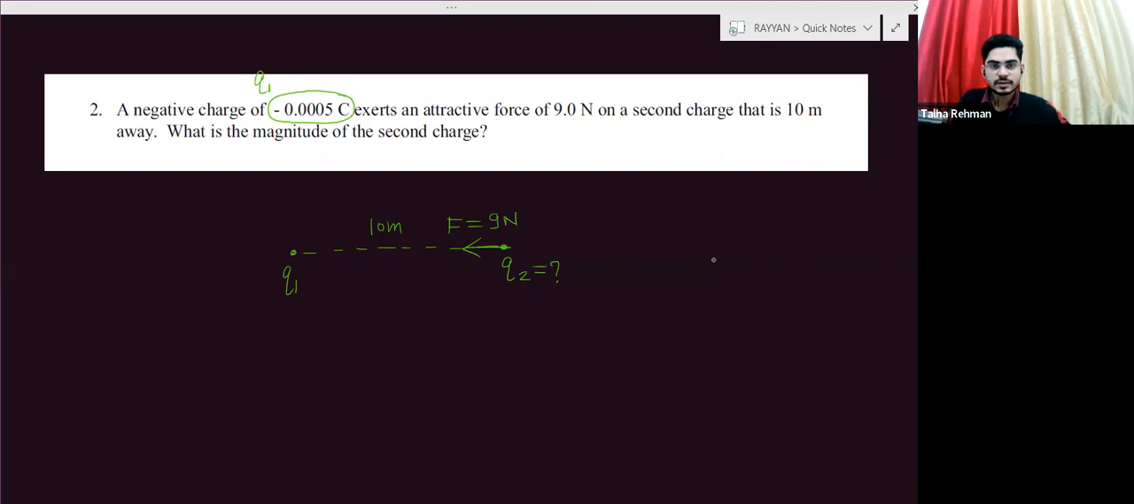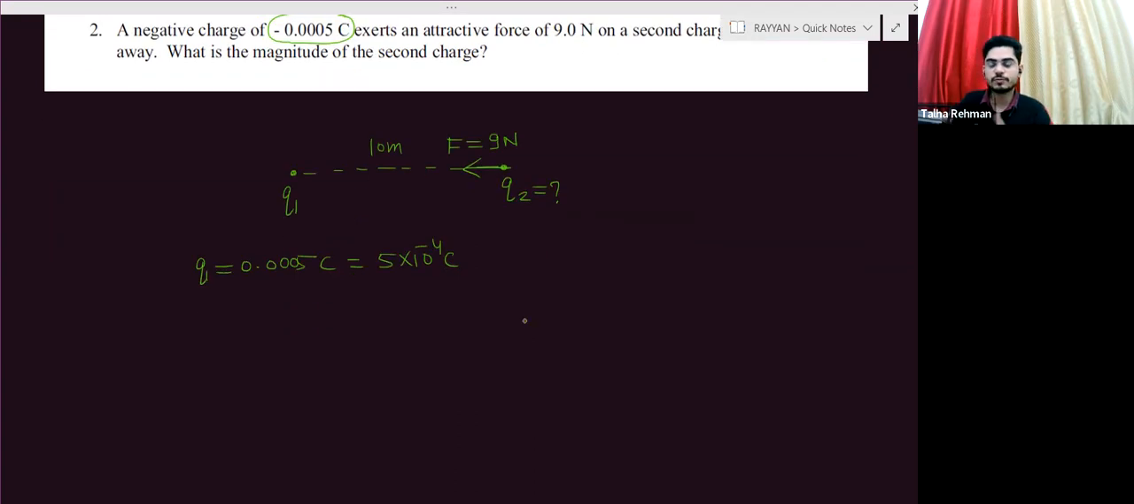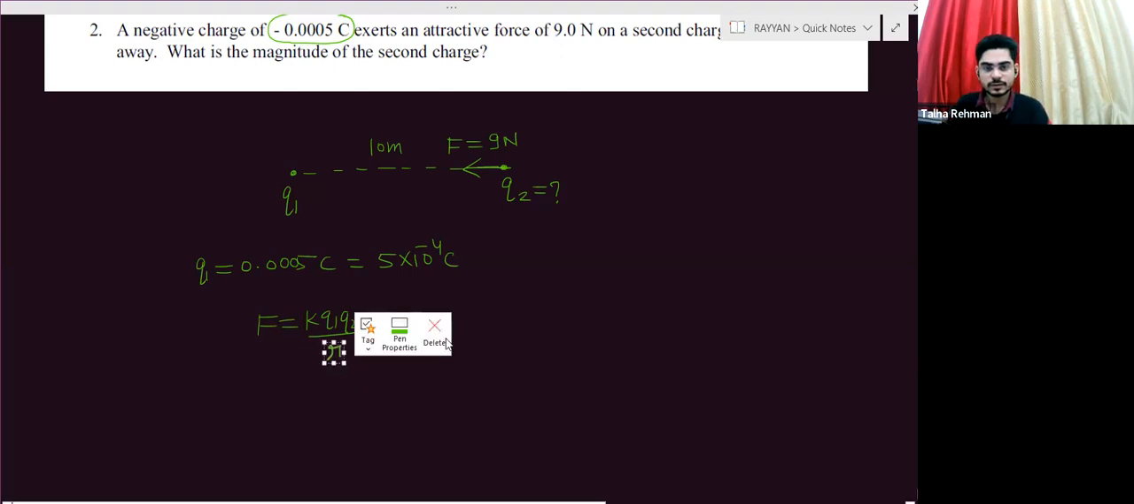Now Q1 is 0.0000005 coulomb, so I can write it as 5 into 10 to the power minus 4 coulomb. Now we will apply this formula. F is equal to K Q1 Q2 by R square. F is equal to K Q1 Q2 divided by D square.